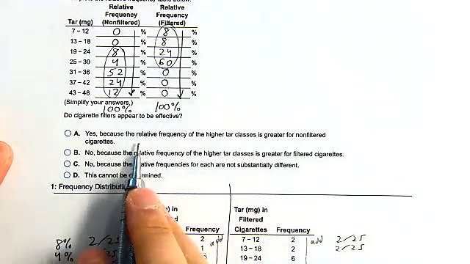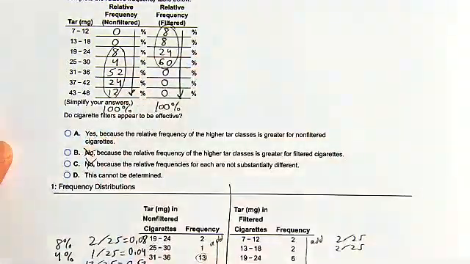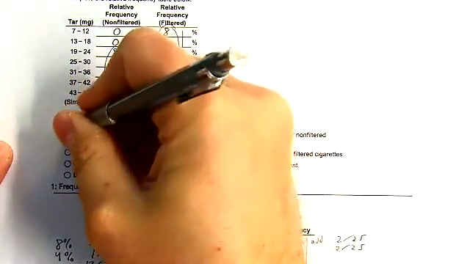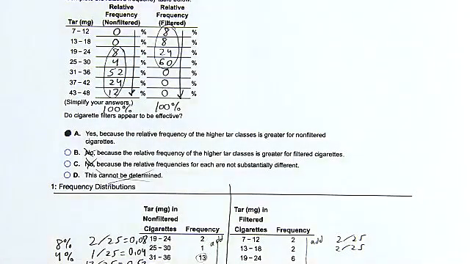So yes, it's effective. So let's get rid of these no's. Looks like only one answer works because it says this cannot be determined, but I argue it can. So A. Yes, they appear to be effective, they've shifted the entire numbers to the lower end of the spectrum.